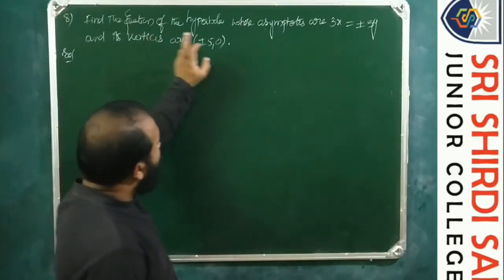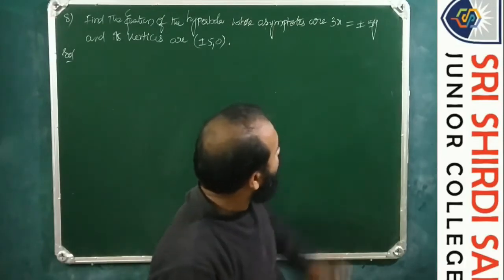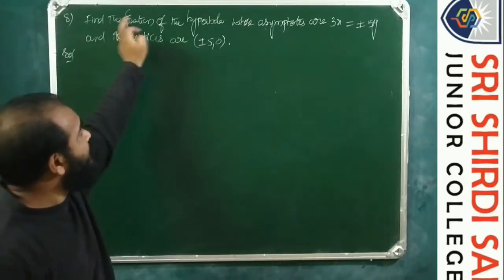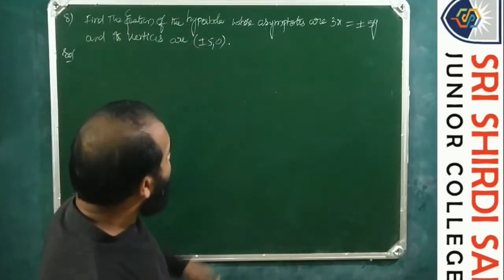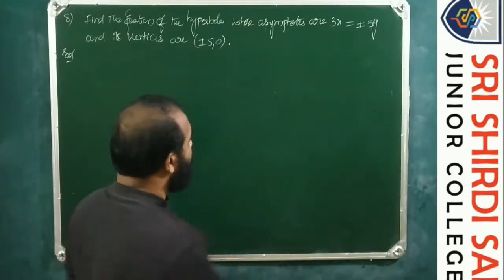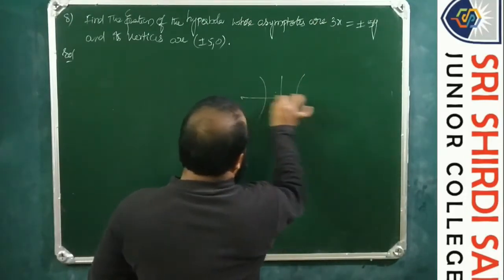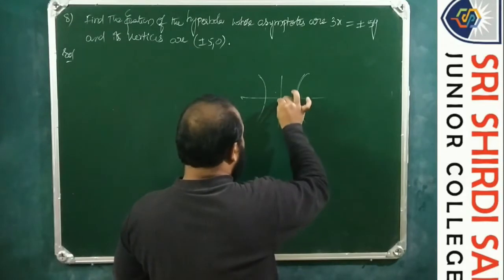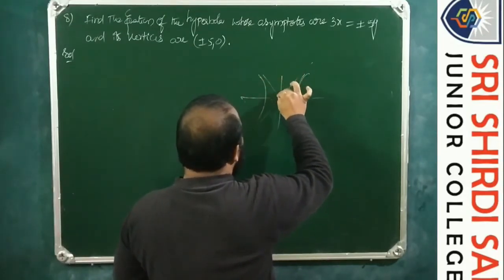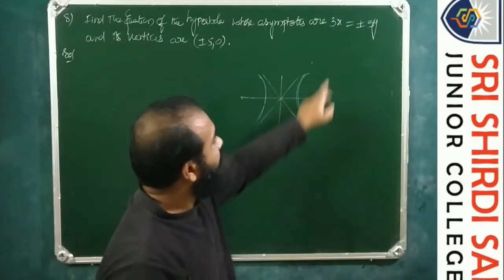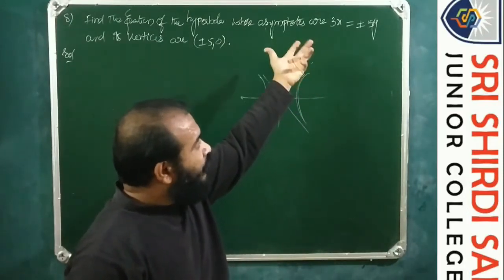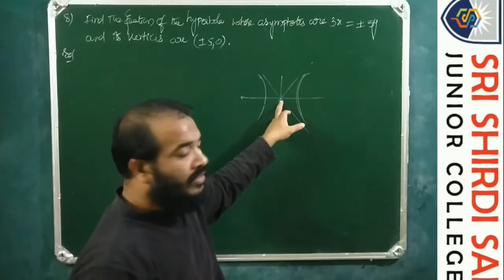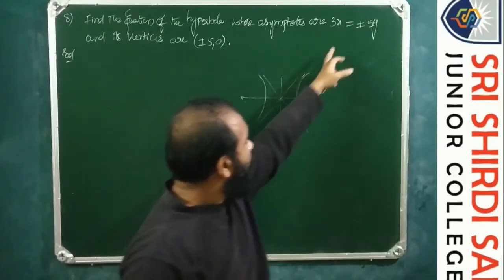Find the equation of the hyperbola whose asymptotes are 3x equals plus or minus 5y and whose vertices are plus or minus 5 comma 0. So we need to find out the equation of the hyperbola. The asymptotes are given. The feature of the asymptotes is they pass through the origin, which is the center of the hyperbola. That is why the constant is missing.